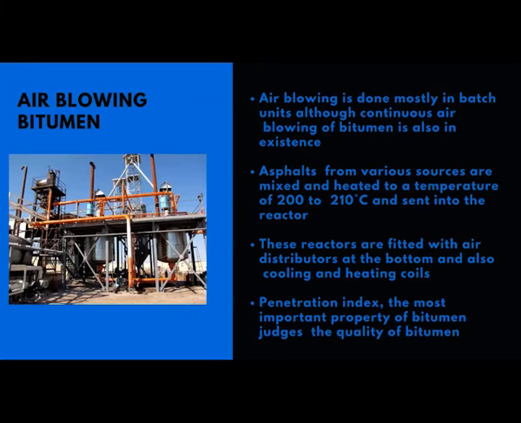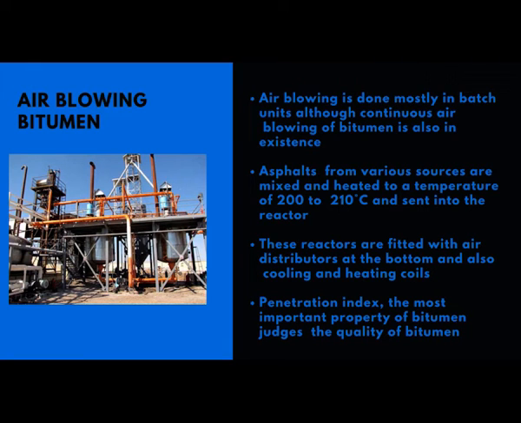These reactors are fitted with air distributors at the bottom and also cooling and heating coils. Normally the reactor will be at an elevated temperature, as mentioned, 200 to 210 degrees centigrade, and air will be blown through the asphaltic mixture. During this action, molecular changes happen, and finally we get heavy tar which can be taken to market. One important property which is vital for bitumen or asphalt is the penetration index, the most important property of bitumen, which judges its quality.